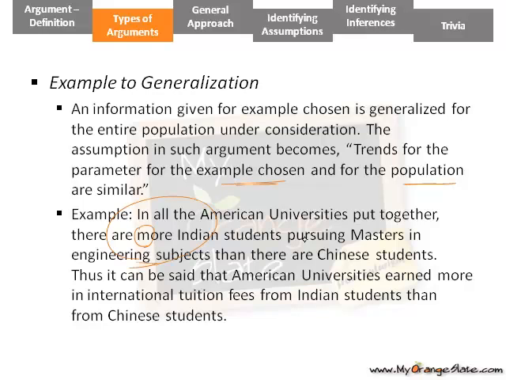Now friends, here if we see, the premise talks about masters in engineering students alone, whereas the conclusion is made out for all the students. Now, information which may be true for a set may not necessarily be true for the superset. Thus, we can say that the assumption here becomes that trends for the parameter, that is number of students here, for the example chosen, that is for engineering subjects, and for the population, that is for all the students, are the same.